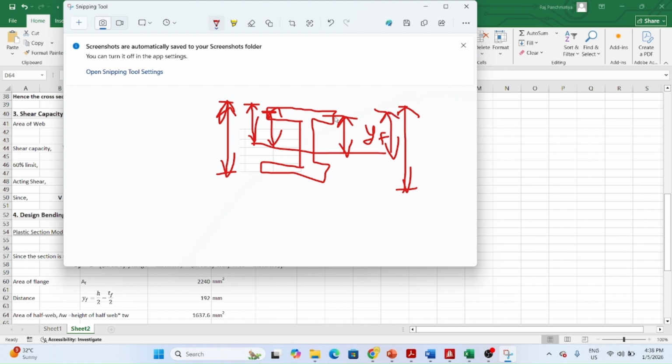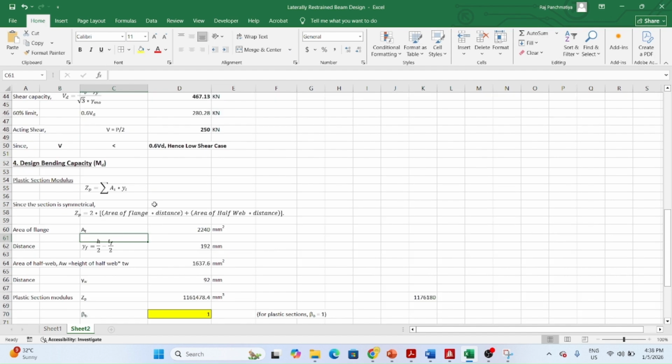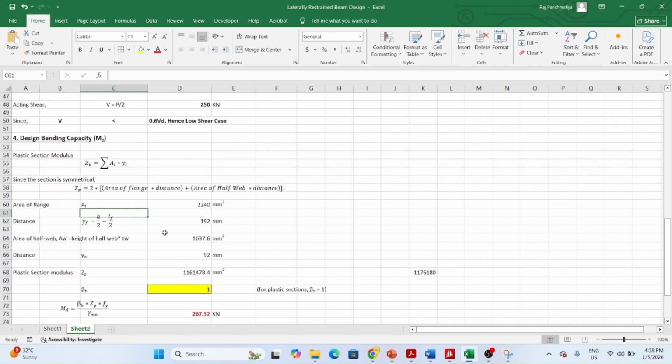Okay, and minus this flange thickness, so it will be this. So I am calculating this area. Initially I calculated this area, that is the area of the flange. Then I calculated this area, that is half of the web. So this is my half of the web area. Then I also need to calculate YW as well.